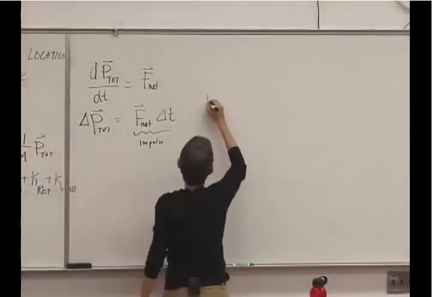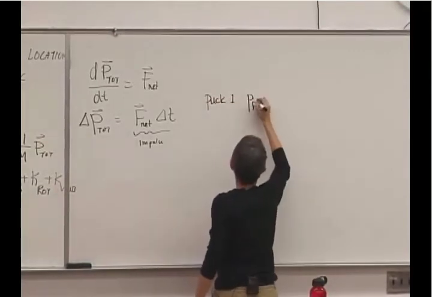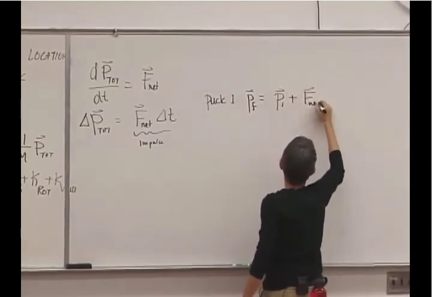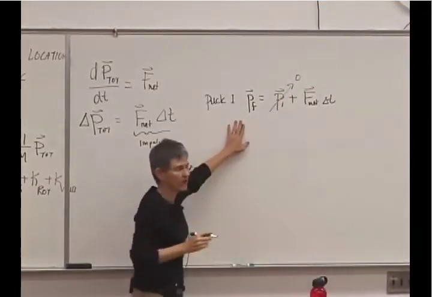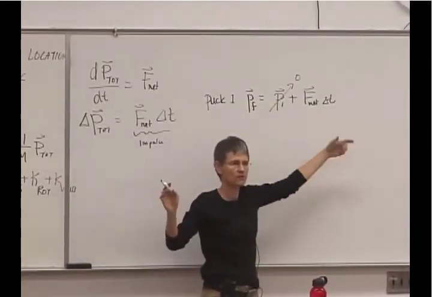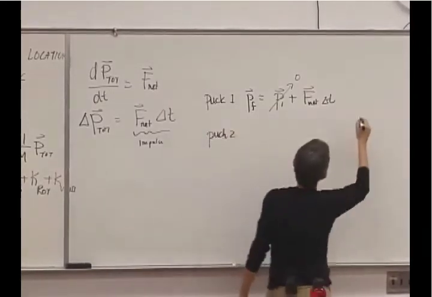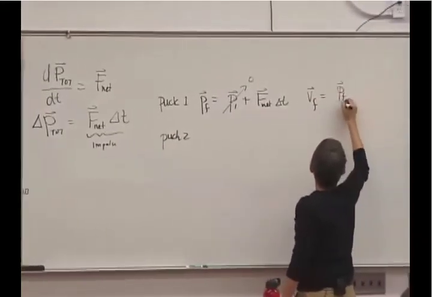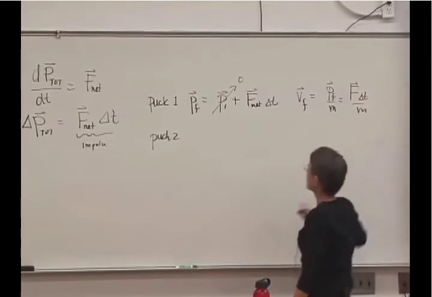So for puck 1, p final is going to be p initial plus F net delta t. P initial was 0. So it looks like the final momentum of puck 1 is going to be determined by the net impulse applied, which is this force times the time it was applied. And that means that v final is going to be p final over m, so F delta t over m, right?